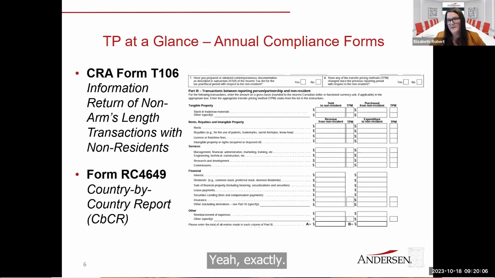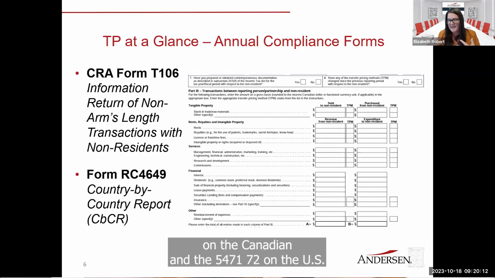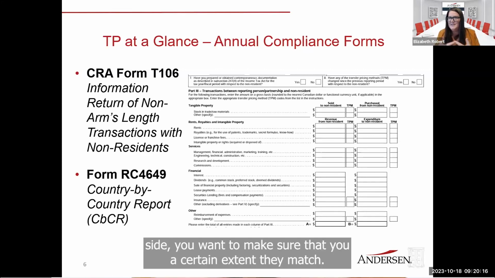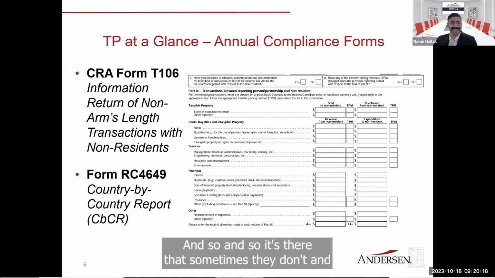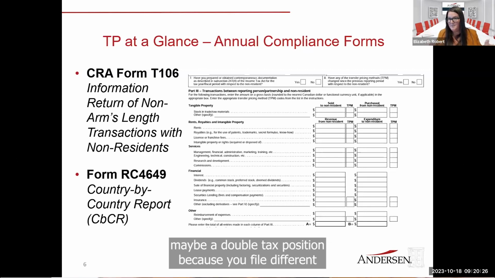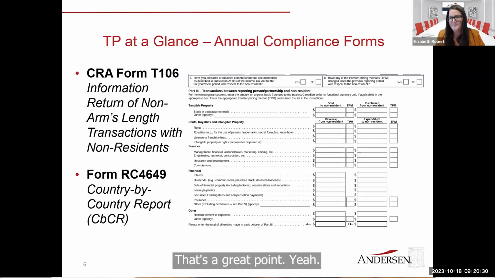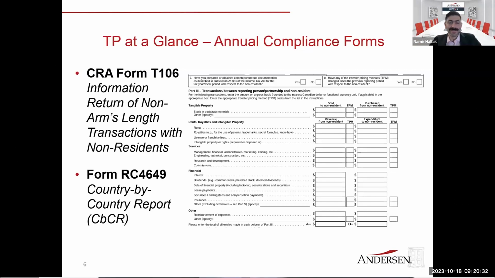Yeah, exactly, which is a great point. Often we want to ensure that if you are filing a T106 on the Canadian side and the 5471 or 5472 on the US side, to a certain extent they match. Sometimes they don't, and it can create issues, such as whether you are in a double tax position because you filed different things on each side of the border. That's a great point.